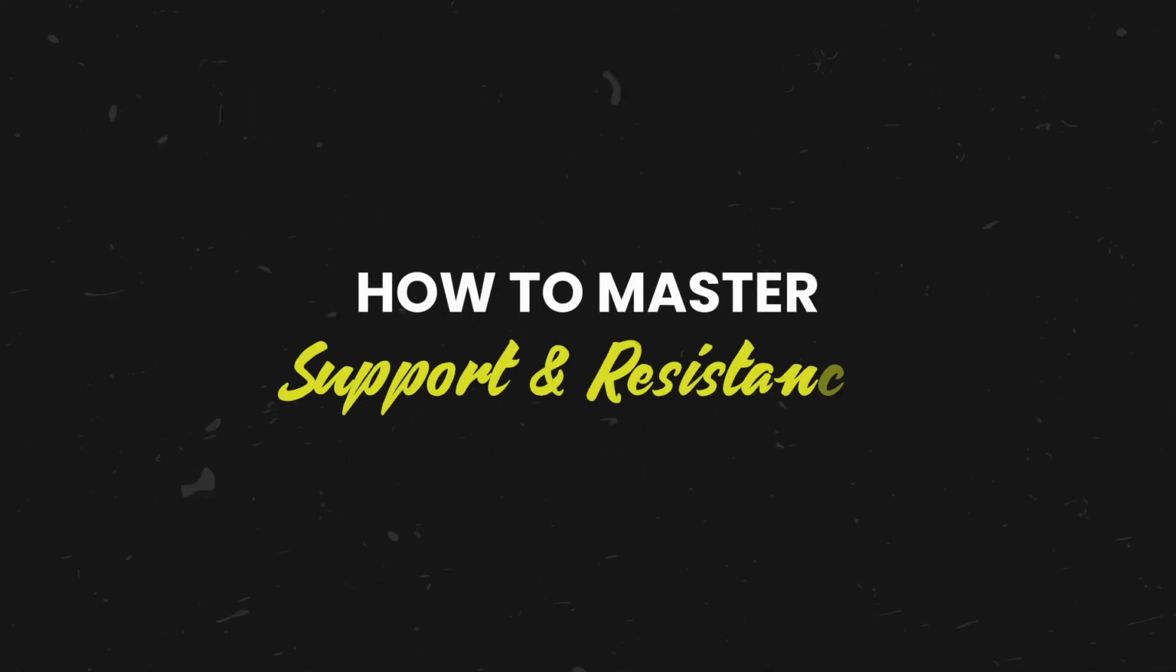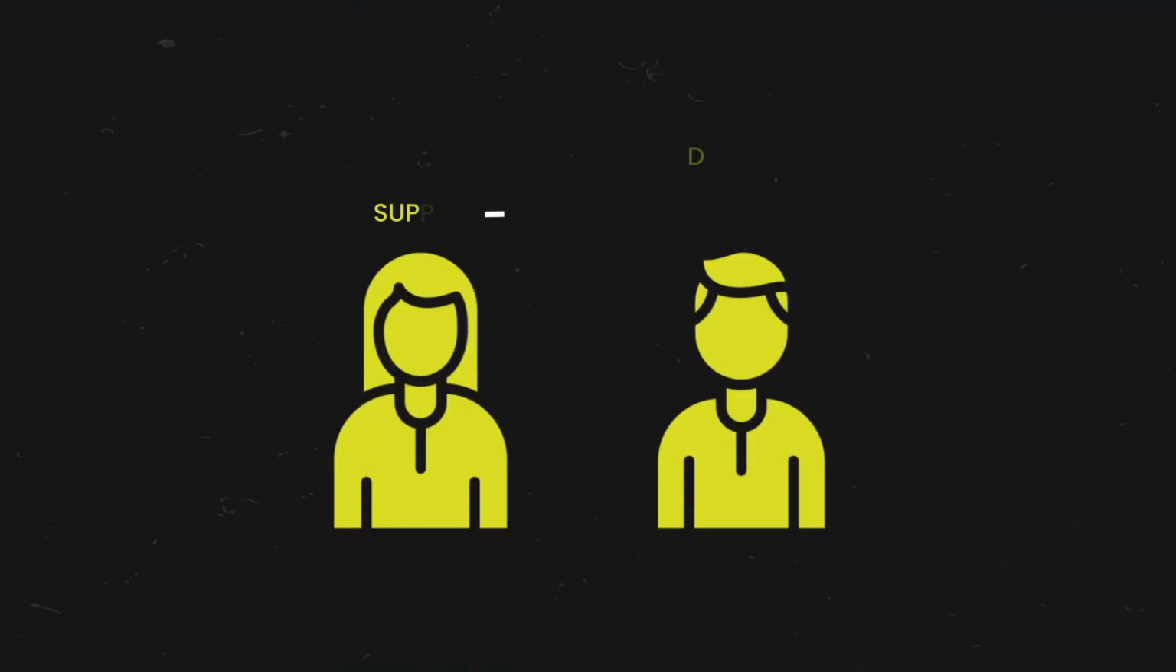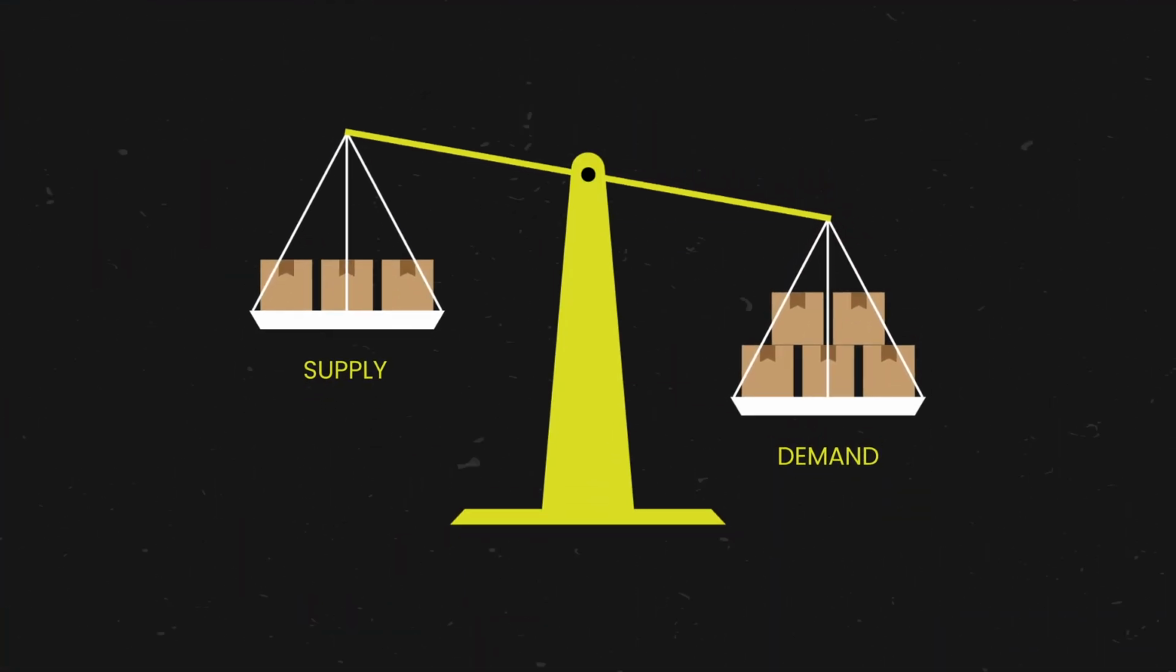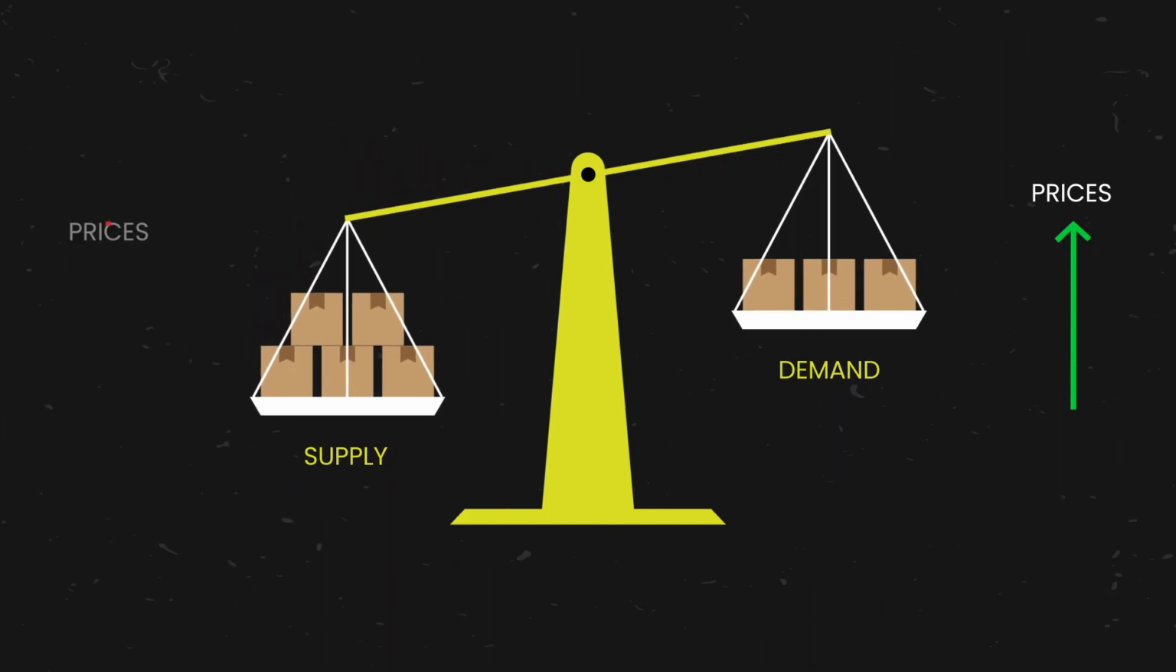The next topic for us is how to master supports and resistances. Now, as we looked at in the previous topics, technical analysis is the study of supply, demand and sentiments. When we look at prices, when the demand is greater than supply, the prices tend to rise. When the supply is greater than demand, the prices tend to fall. Now, what are support zones and resistance zones?